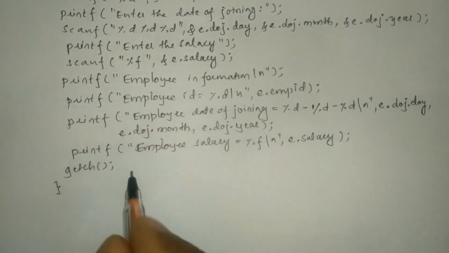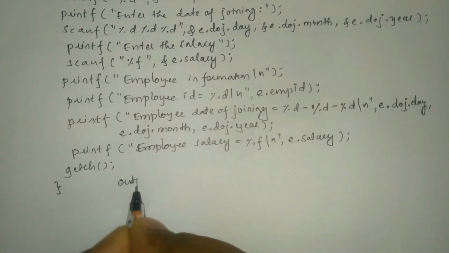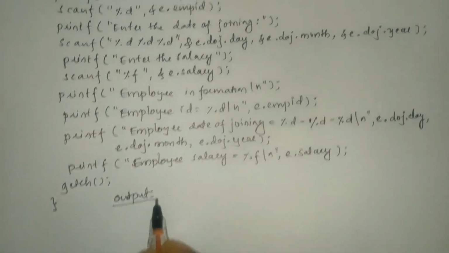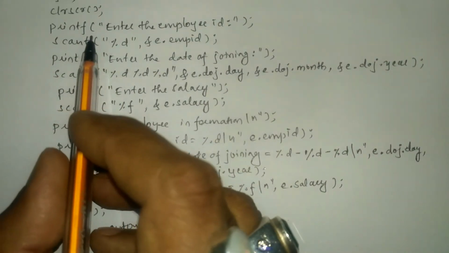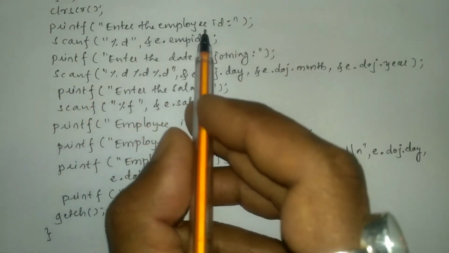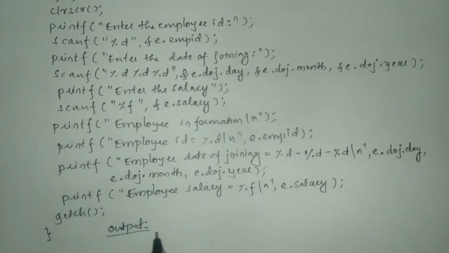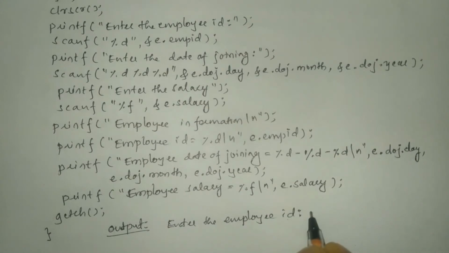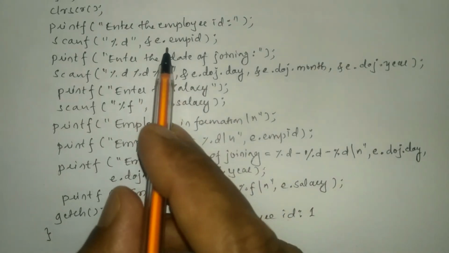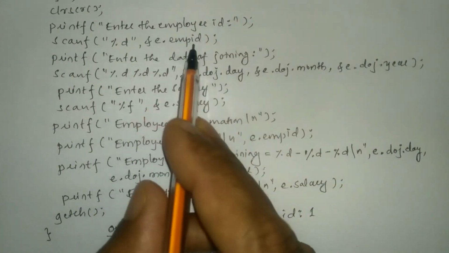So let me write output over here. Once we compile and run this program, it will ask the user to enter the employee ID. So here I'm going to write enter the employee ID. For example, I'm going to enter 1. So here 1 will be stored in e.empID.